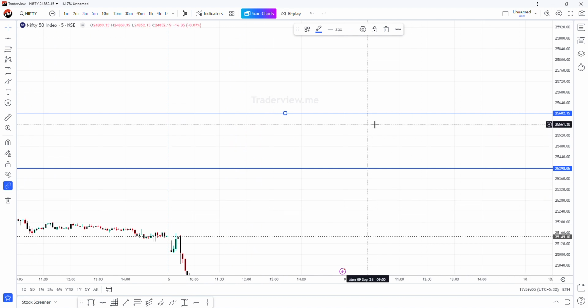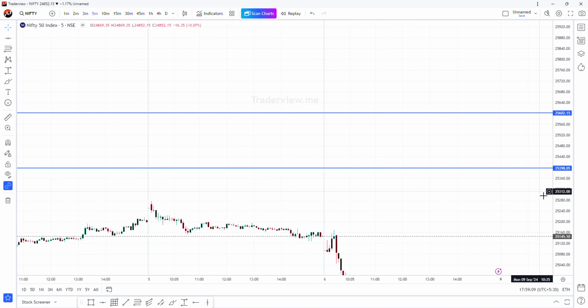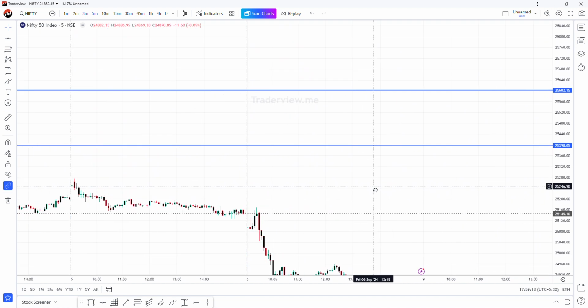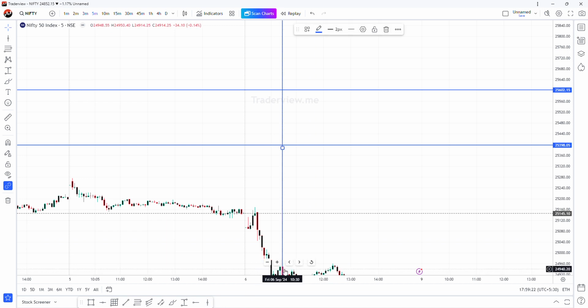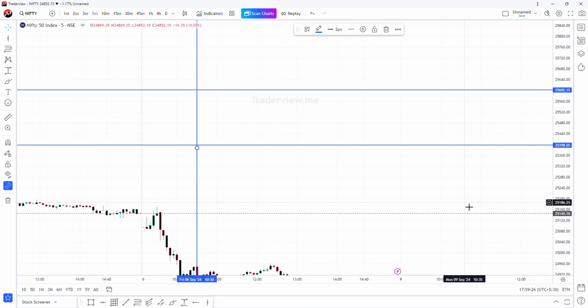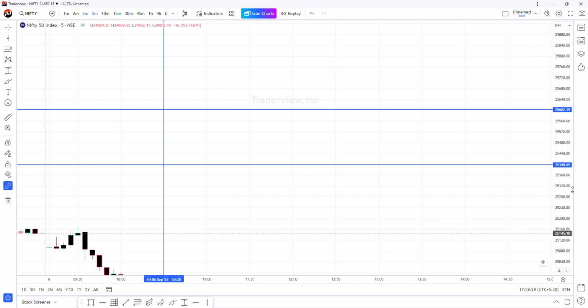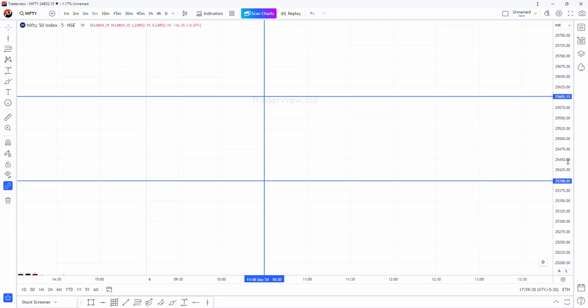Okay, I have deleted all the drawings. Now I have kept the levels of 25,400 and 25,600. Let us assume, for your better understanding, on 6th of September, I am going to draw a vertical line at 10:30. To explain it in a better way, I am just zooming out the screen.